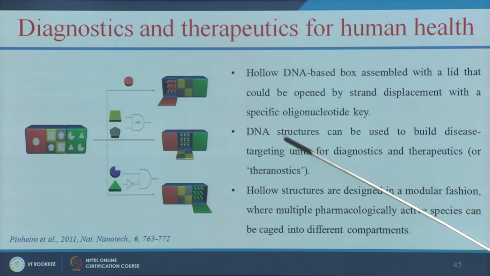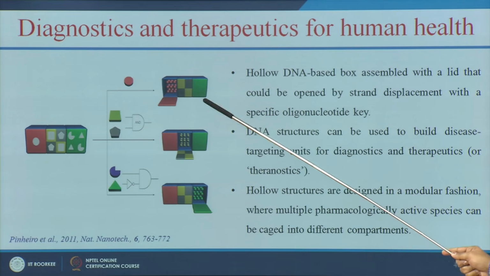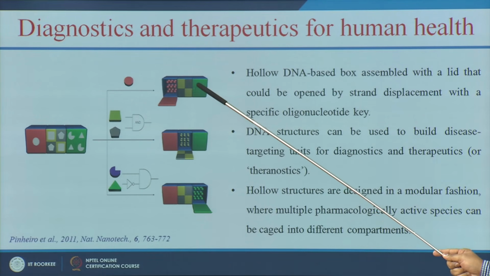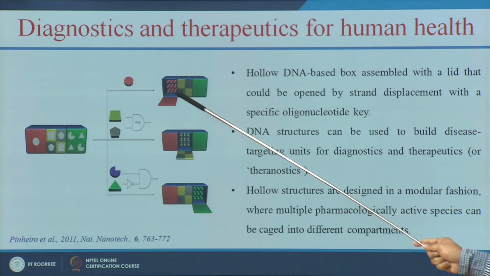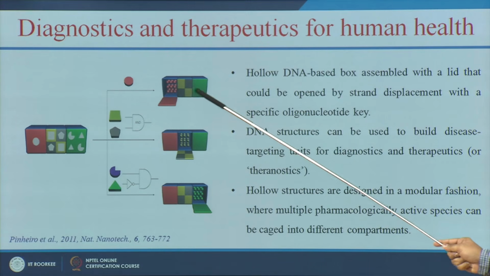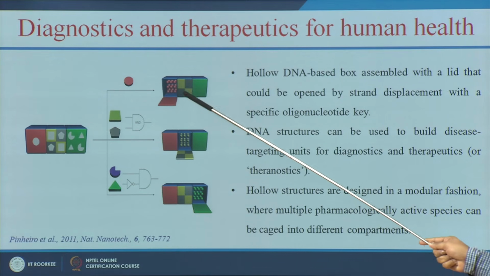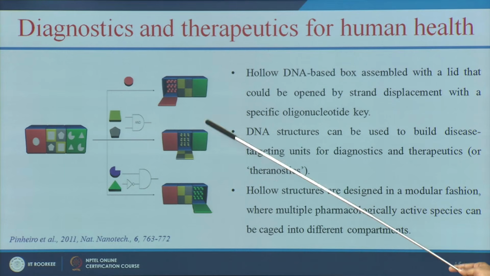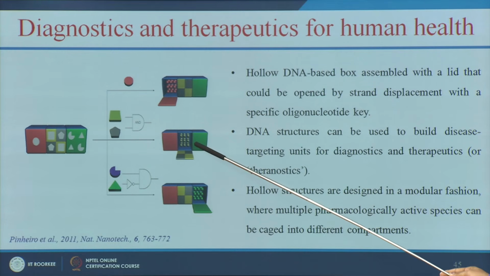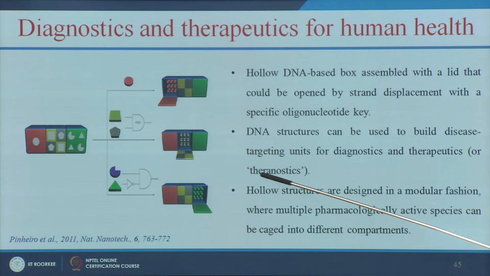So we can advance this DNA based box, okay. This hollow DNA based box can be assembled with a lid, okay, and it could be opened by strand displacement with the specific oligonucleotide key. So this box can be opened with the oligonucleotide key. If you have a DNA sequence that will open this box, you can make this kind of box with 2 different kinds of anti-cancer drugs or one box with the imaging agent. So that is called a theranostic nanoparticle.